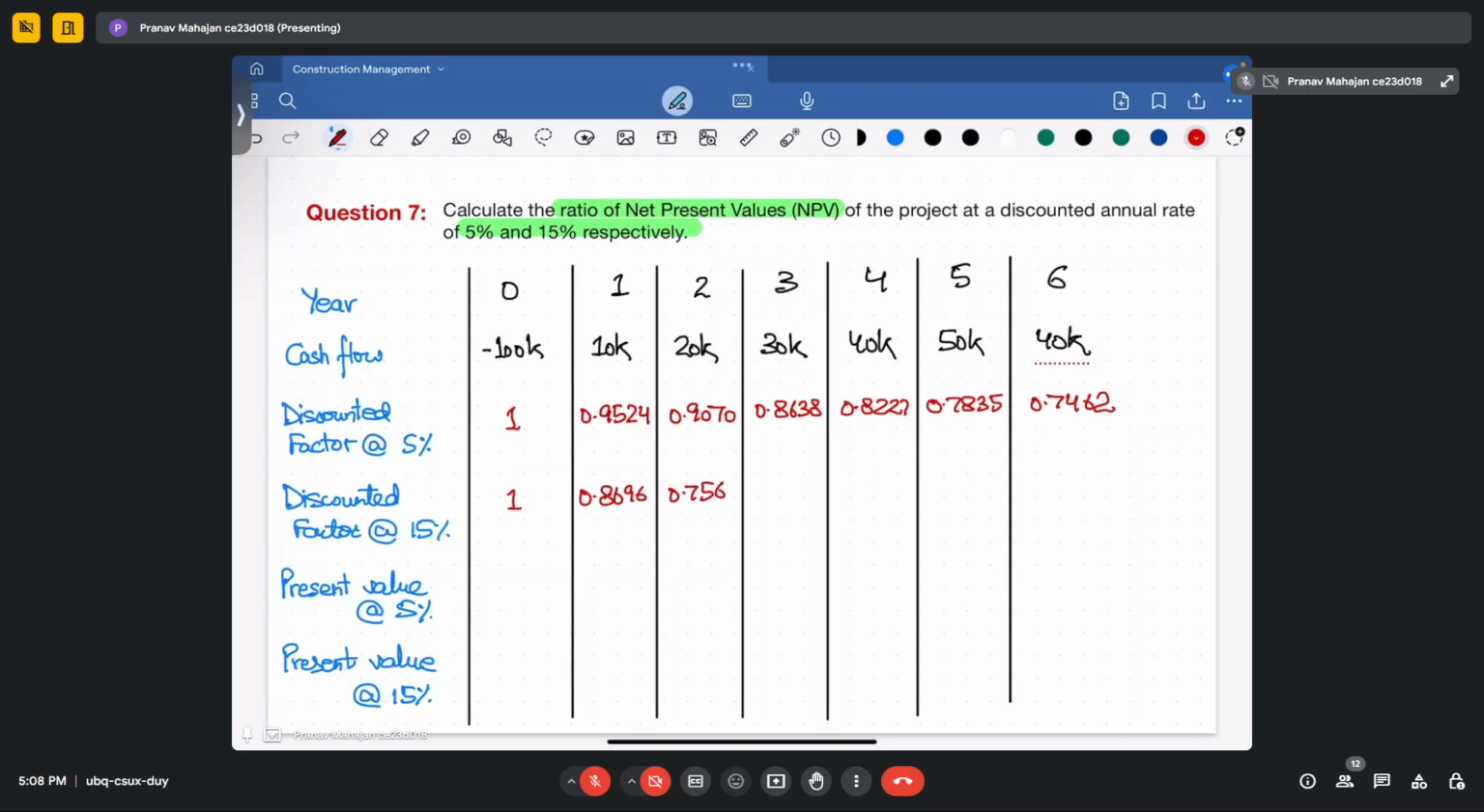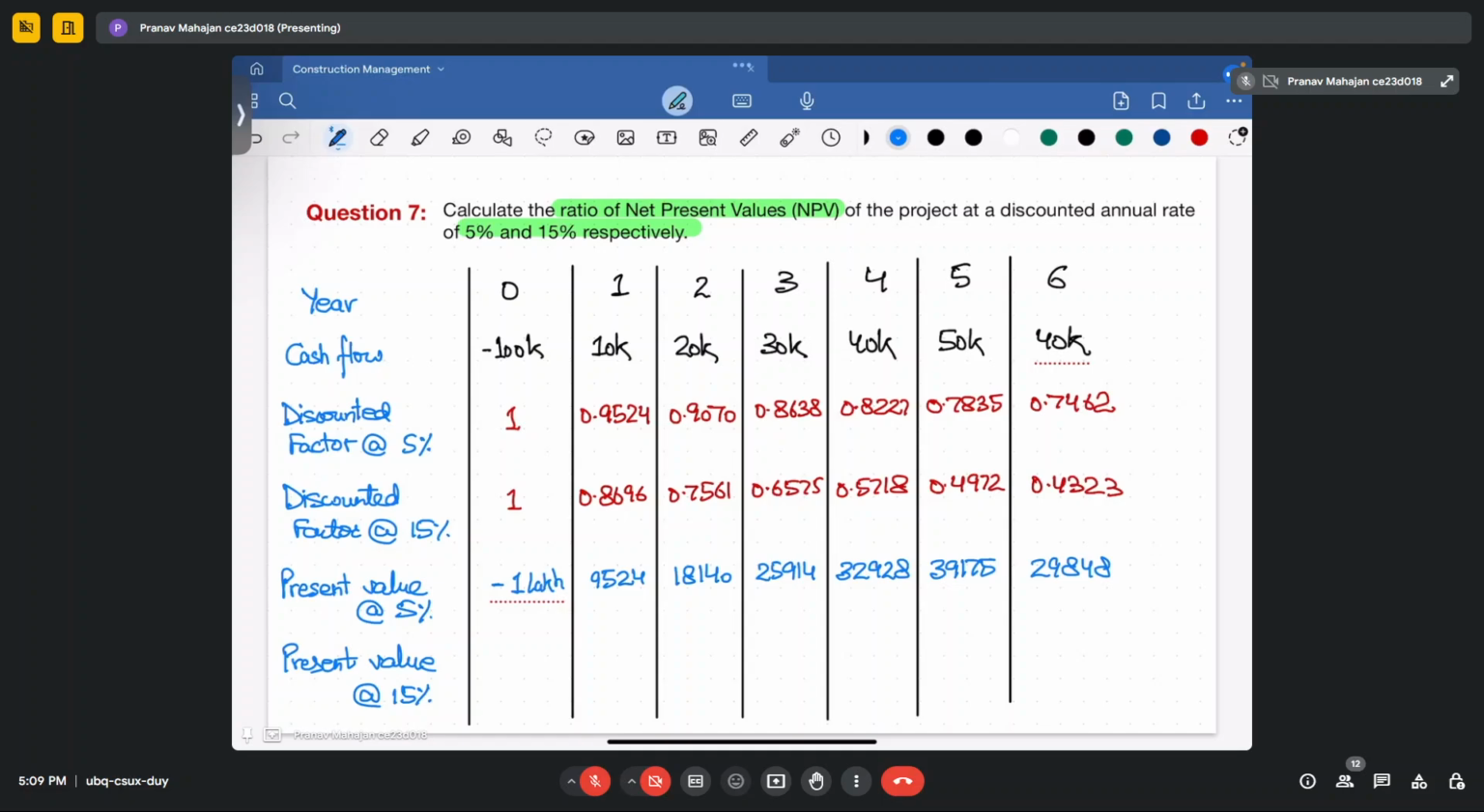For the 15%, it becomes 0.8696, 0.7561, 0.6575, then 0.5718, then 0.4972, then 0.4323. So multiply this row, that is the cash flow row, and the discount factor at the rate of 5% row. What will you get? You will get different values. So here you will get minus 1 lakh. Then you will be having 9524, 18140, 25914, 32928, 39175, 29848.